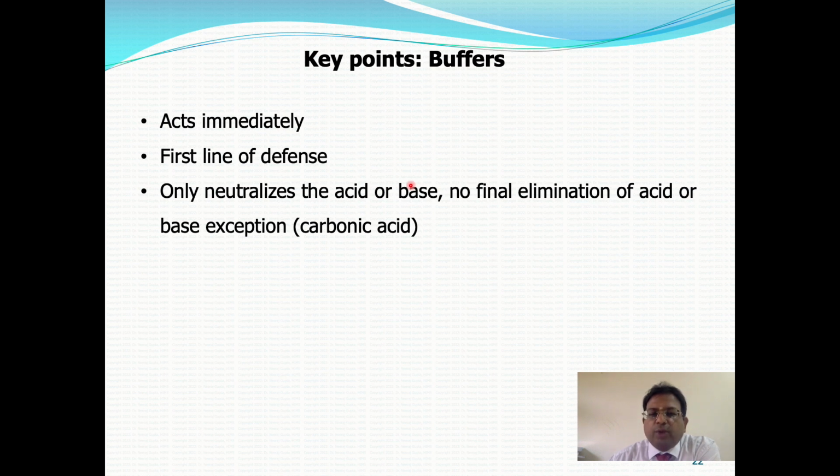Now, what are the key points for the buffers? They act immediately, within seconds. They are the first line of defense against changes in pH, and they only temporarily take up the acid and base. There is no final elimination of acid or base, except for carbonic acid.